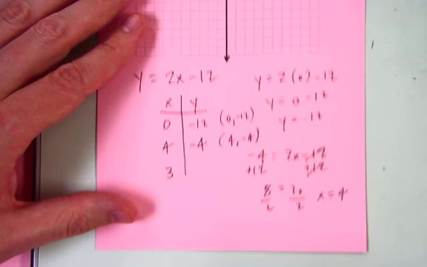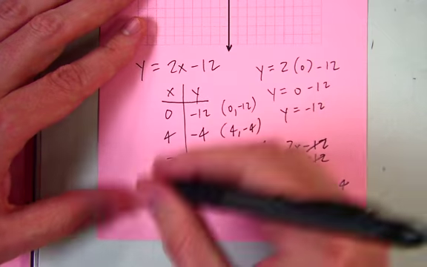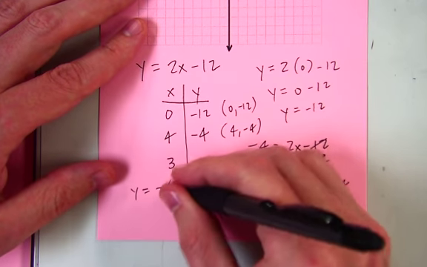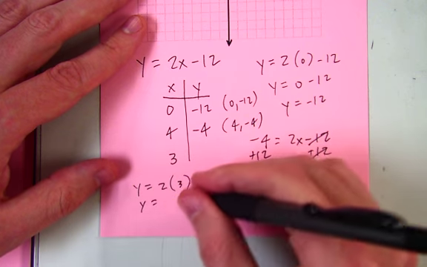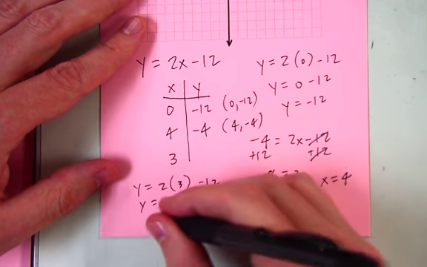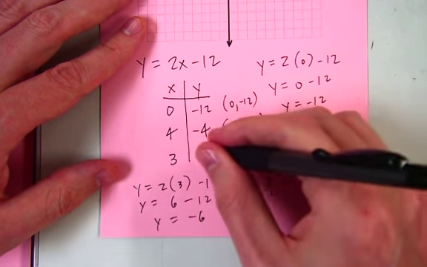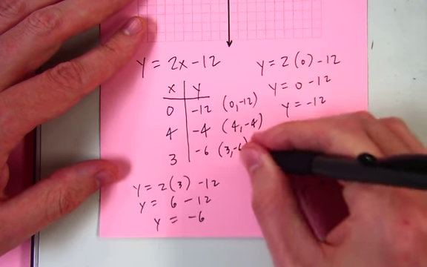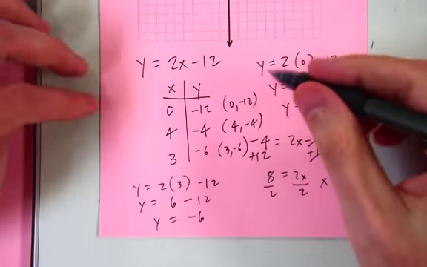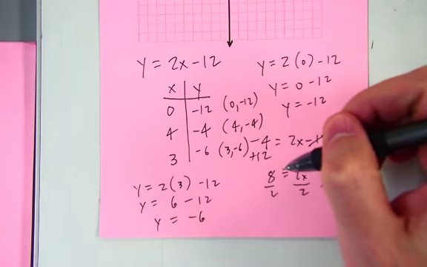And then finally this 3 is an x value, so I do want to plug it in for x in my equation. Work it out. So 2 times 3 is 6. 6 minus 12 is negative 6. And so we get 3 ordered pairs based on filling in that table.